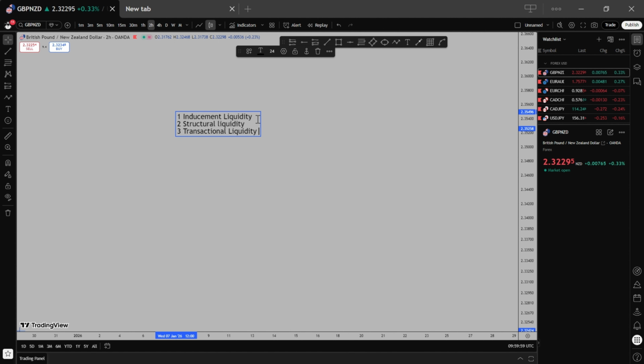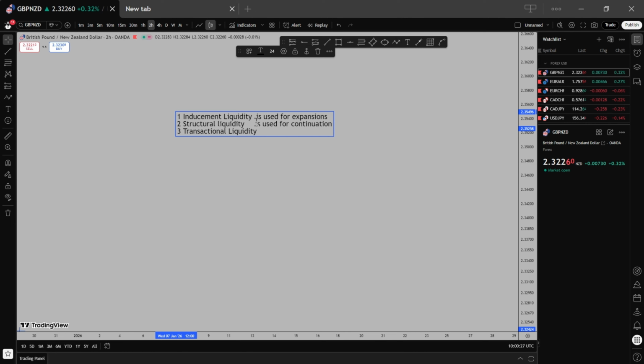So basically, the inducement liquidity is used for expansions. Let me write that out. For expansions. And then structural liquidity is used for continuations. Used for continuation, guys.